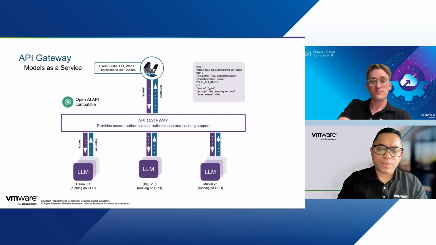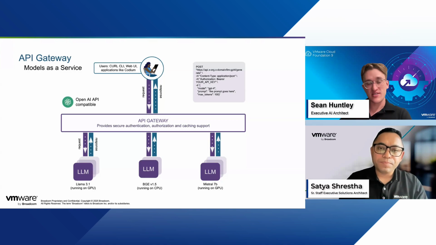Right. So this API gateway, which is interacting with multiple systems, how does this get deployed? Is it deployed by the cloud admins? How does the whole thing hook together? Well, it's actually a supervisor service that is delivered as part of the private AI services. So once we enable this service, there's a little bit of setup that the platform admin might need to do to set that up.